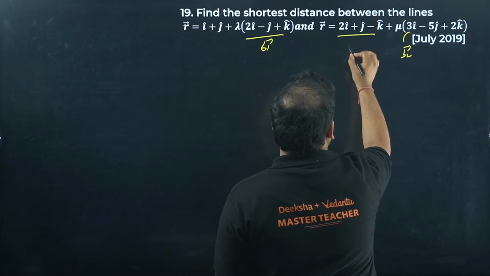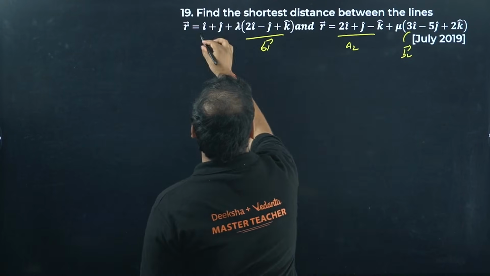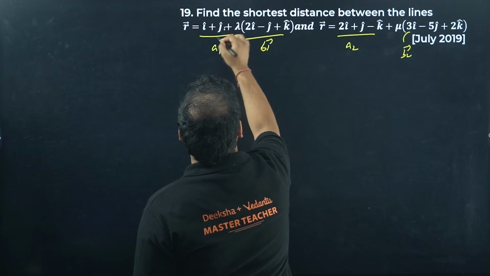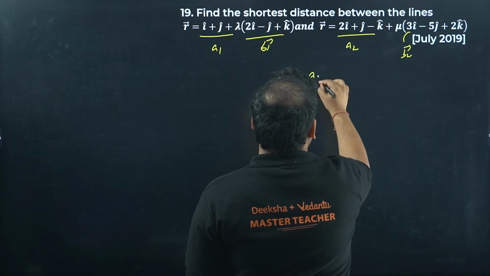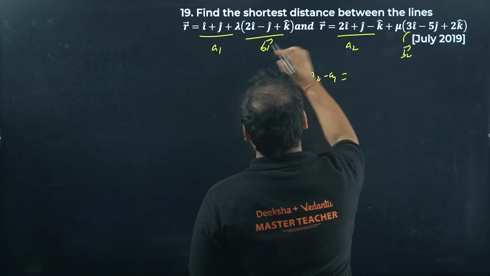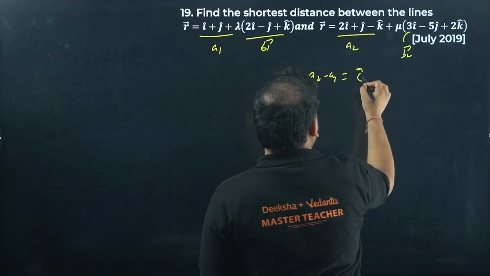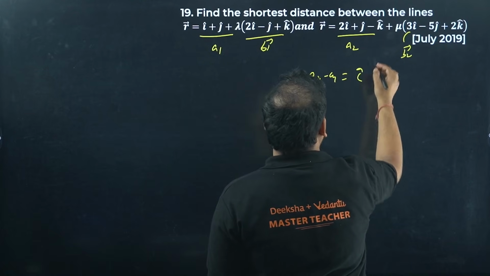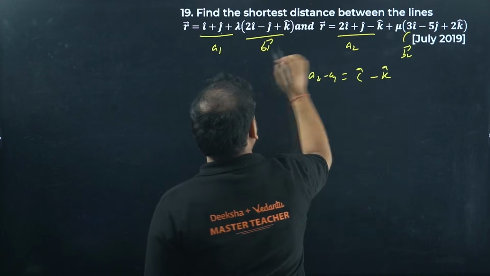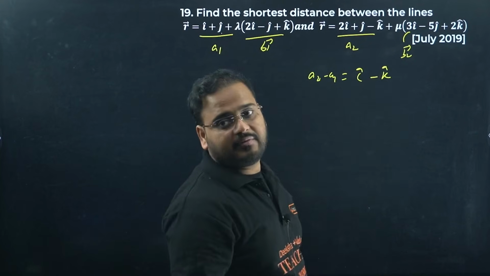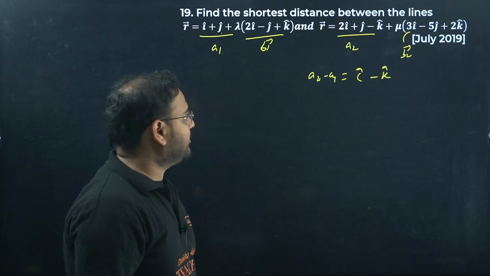And this is your A2, and here we have A1. Let's find A2 minus A1 first. We'll get 2 minus 1 as 1 i cap. J minus j is 0, so gone. And minus k cap. J and j will cancel, right? And there's no k cap in the A1 vector. A1 doesn't have any k cap in it.